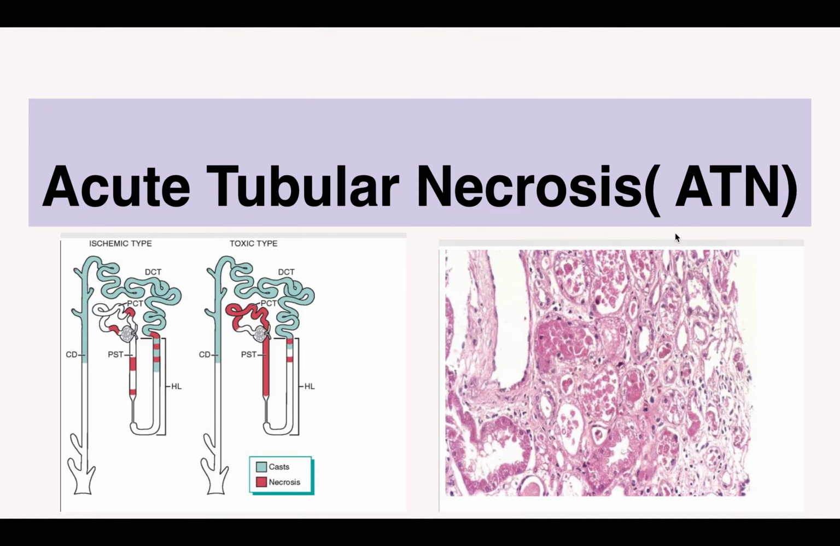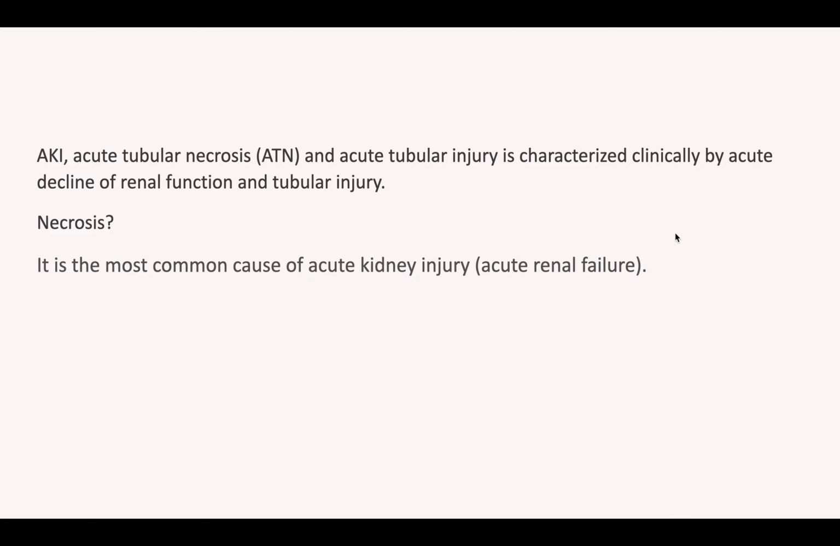This video will discuss acute tubular necrosis. So what is acute tubular necrosis? Acute tubular necrosis is characterized by acute decline of the renal function and tubular injury. Actually in acute tubular necrosis, you can see this word last is necrosis.